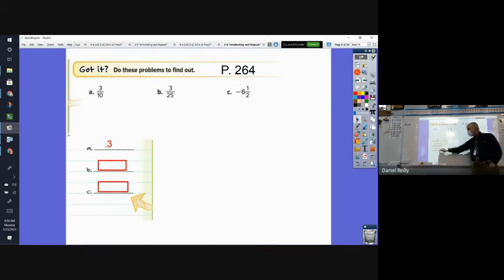Negative 6.5, because a half is 0.5. Okay, this one is a little trickier. Got it?